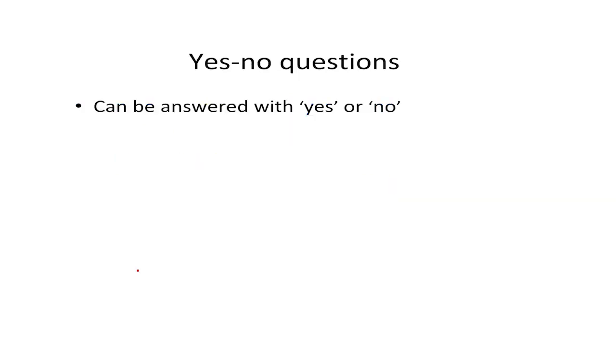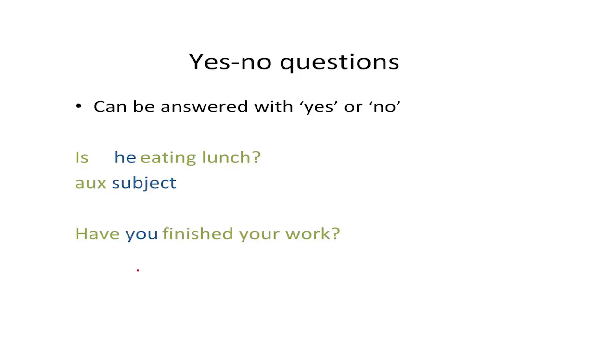Yes-no questions are questions that can be answered with either yes or no. So for a question like, is he eating lunch? We expect the answer to be either yes or no, and not, for example, purple. In this yes-no question, we can see that the first auxiliary has been moved in front of the subject. The same thing happened with the other example that we looked at, have you finished your work, where again the auxiliary have has come to stand in front of the subject.